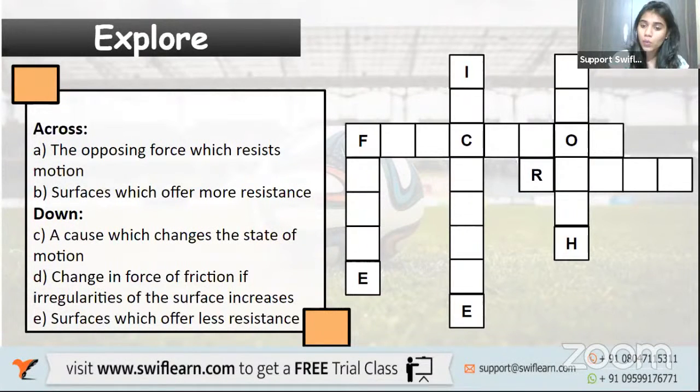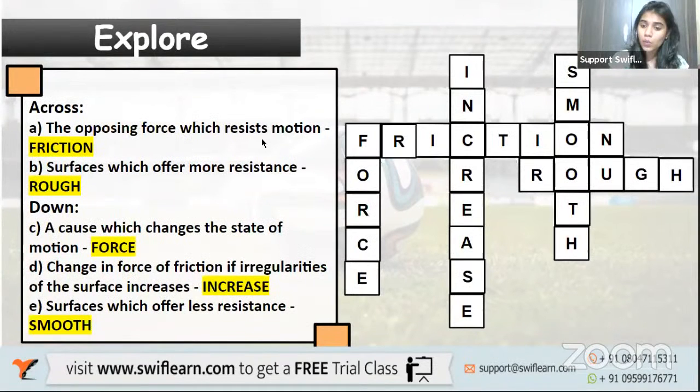Pushing force, it is friction. Look at the crossword and try to solve it. But you are very close. Pushing force is basically applied force, not frictional force. Here we are talking about frictional force. So the opposing force which resists motion is friction. The surface which offers more resistance is a rough surface, right? A smooth surface is easier. To push anything on a smooth surface is much easier, right?